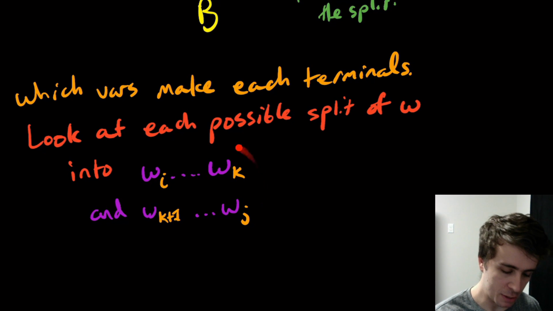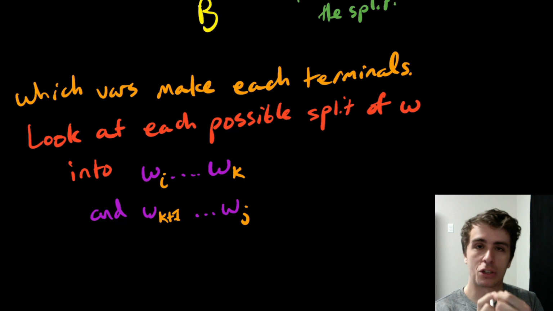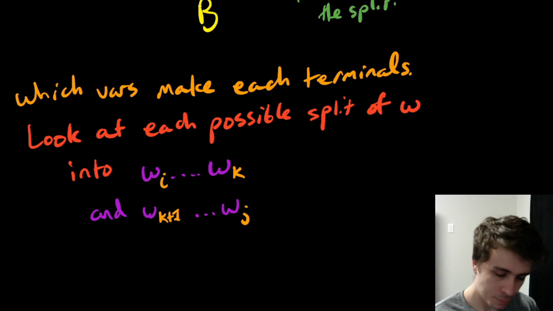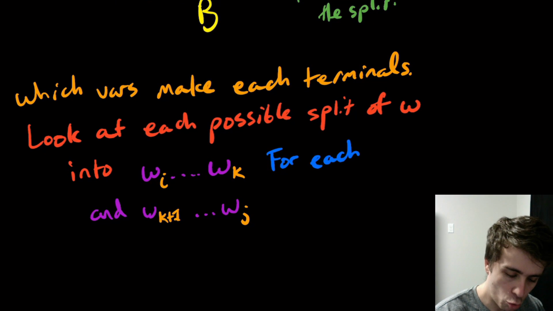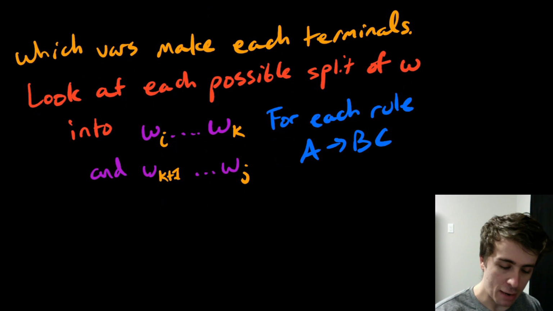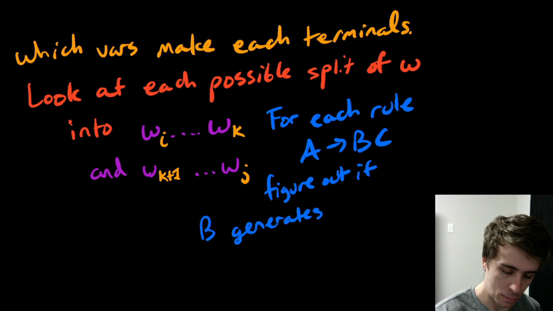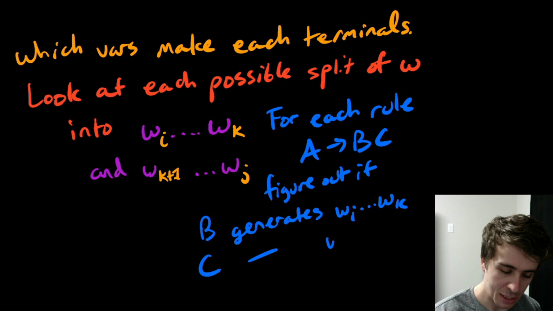And this one is better to think about because each variable might not make the whole thing. So if I focus on a variable making a small portion, and then I relate the variables together, then we're all good. So what we figure out is, for each rule of the form A goes to BC, we figure out if B generates W_I through W_K, and C generates W_K plus 1 all the way to W_J.